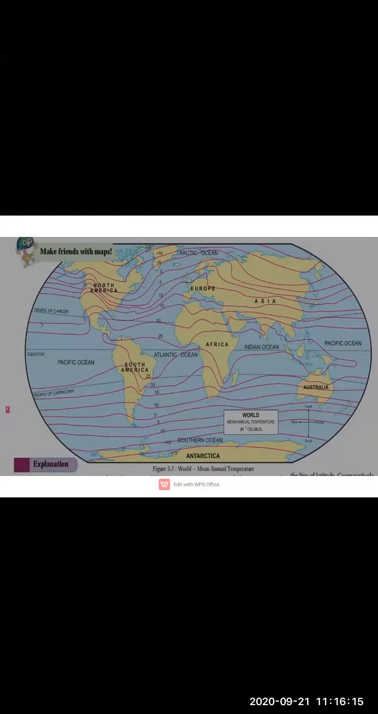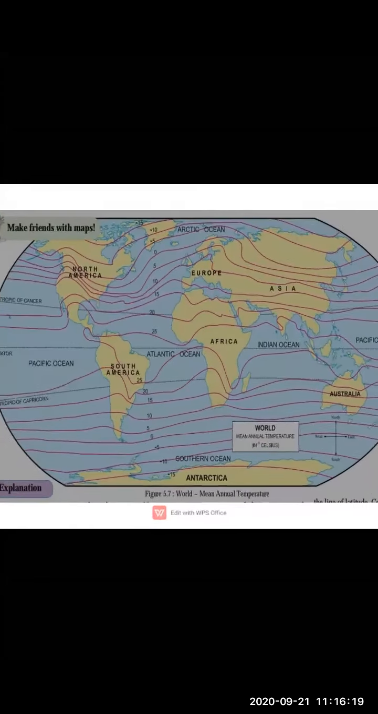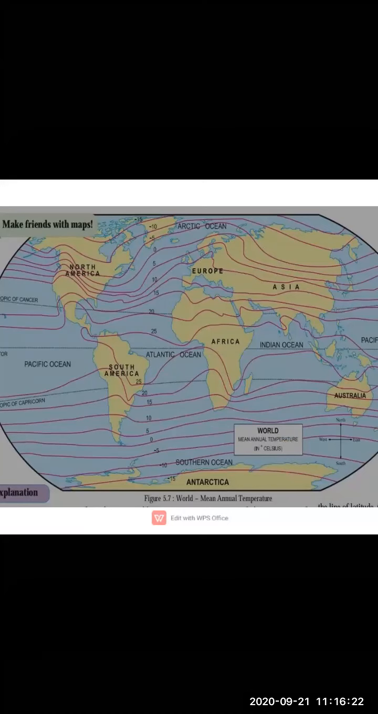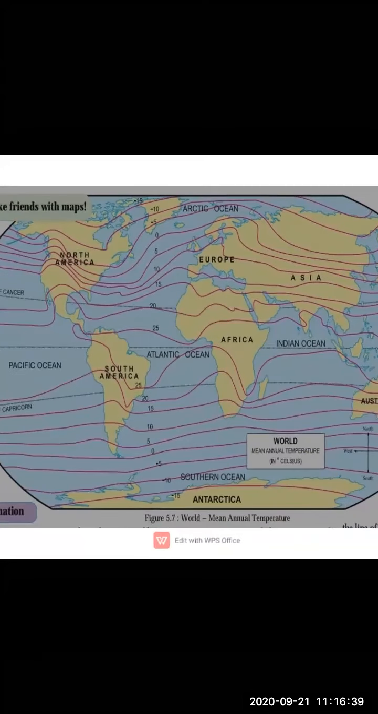Now see, children. Here, considering the temperatures of various places, the maps of global distributions are prepared. So now see here, this figure 5.7 is drawn with the help of isotherms. See these pink lines. These are the isotherms. Isotherms are the lines that connect places with the same temperature after avoiding the effect of height.